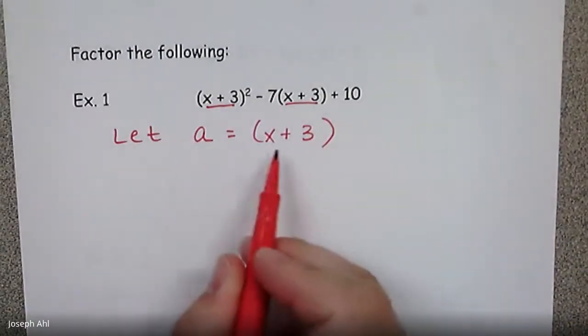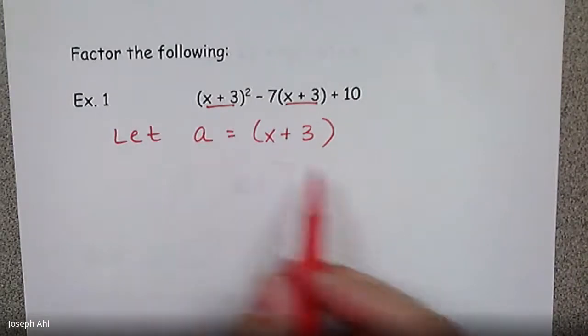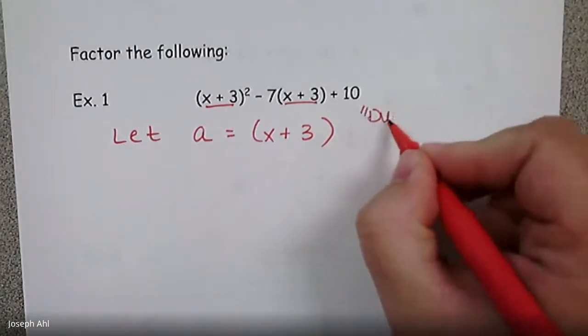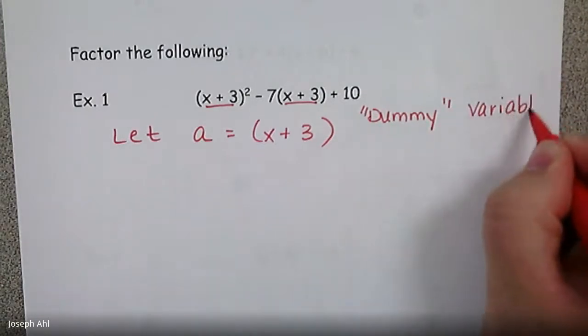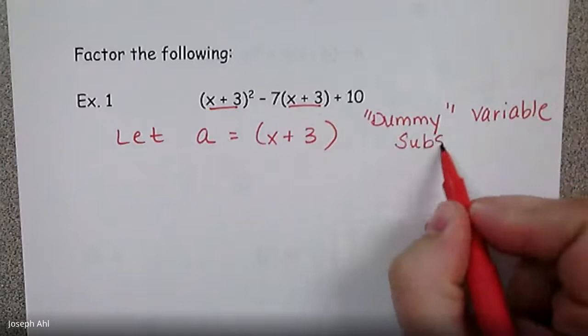This process of replacing that binomial with a single variable here is known as using what's called, and this is not mean, it's mathematical, guys. It's known as using a dummy variable, or you might hear teachers refer to this as substitution.